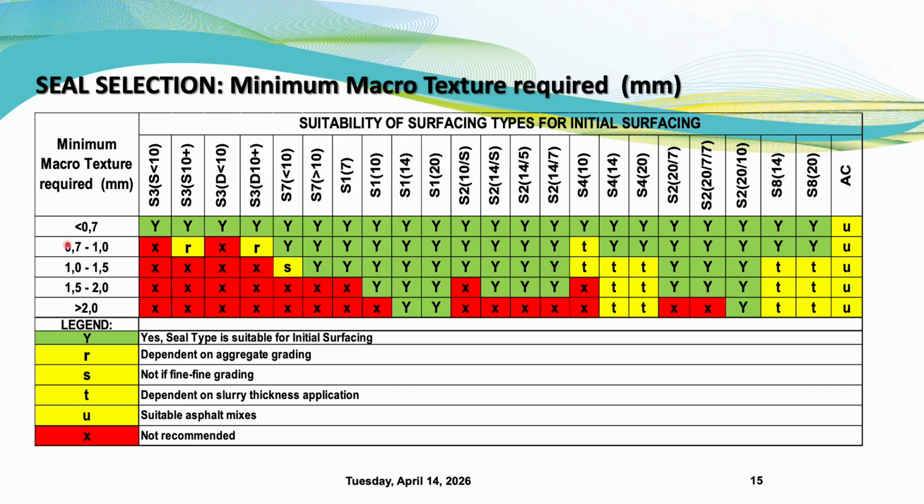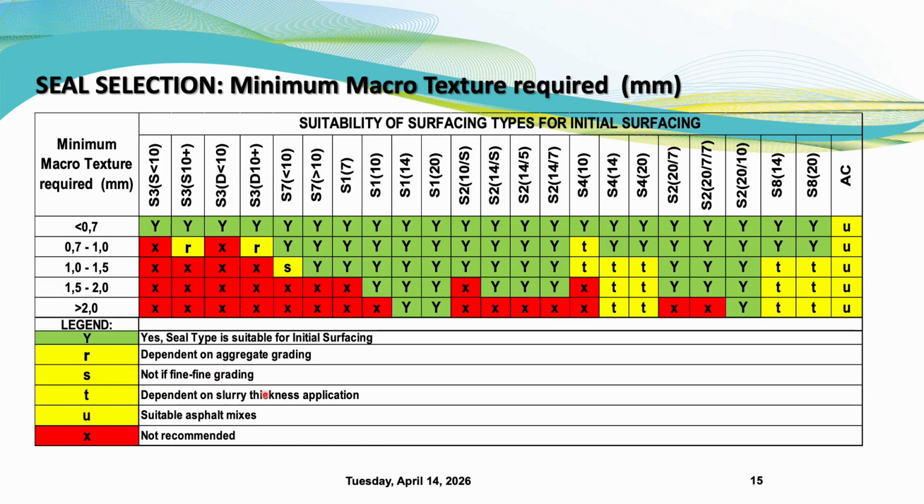Most of the textures that we've got and built are in the top three rows over here, and the selection is relatively easy to make. Again on the legend, the green is always yes, and the red is not recommended. And then we've got exceptions, R. If you want that texture, R applies for an S3 graded seal. It all depends on the aggregate grading, so that needs a little bit of experimentation or piloting to see if that seal will work. Can it be constructed, and will you get the texture that you need?